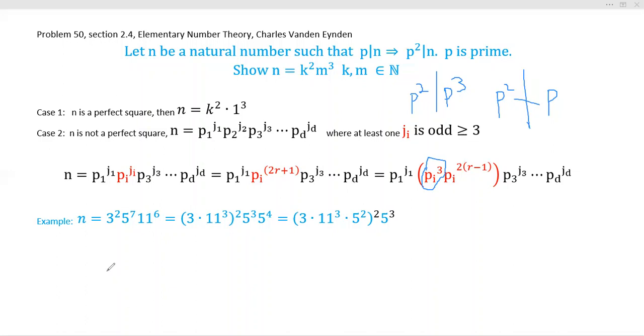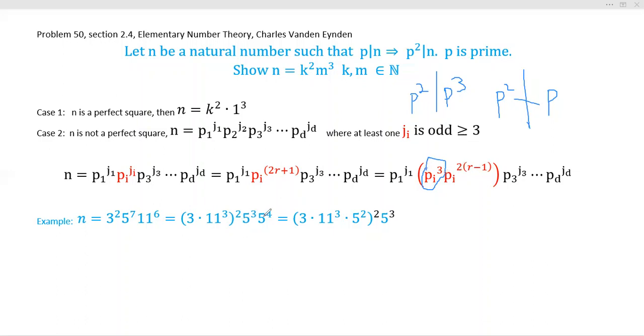Now, if that's too much talking, here's a concrete example. I don't even know what this number is equal to, but if we start out with 3 squared, 5 to the 7th, 11 to the 6th, a large number, of course, you can rewrite all the squares like this. You can write 3 squared, and 11 cubed is 11 to the 6th. So this first piece right here handles 3 squared and 11 to the 6th. Now, I've split up, and this is exactly what this is saying right here.